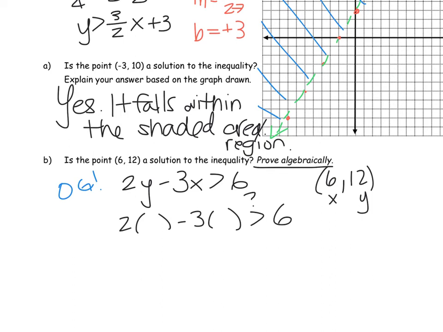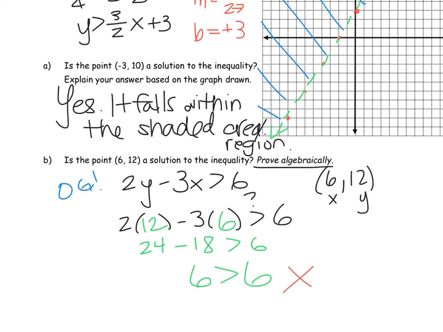So 2 times y comes first. 2 times 12 minus 3 times x. We have 24 minus 18. Is that greater than 6? Well, 24 minus 18, last I checked, is 6. Now, don't you dare fall into that trap. Is 6 greater than 6? No. No, it's not greater than 6. 6 is not greater than 6. Don't fall into the trap, okay? The more you know. This does not work.